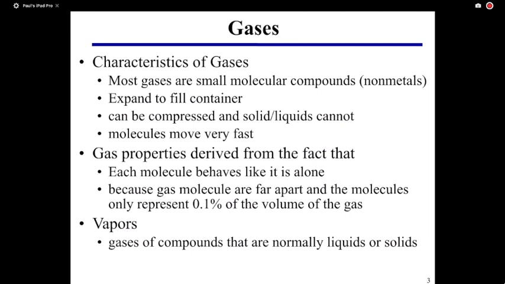Vapor is a term for a gas, but a vapor is a compound that is normally a liquid or solid at that particular temperature. So the water in the air is called a vapor. We also call it humidity. Right now, it is not 100 degrees Celsius and water doesn't boil, but some water evaporates, and that's called a vapor.